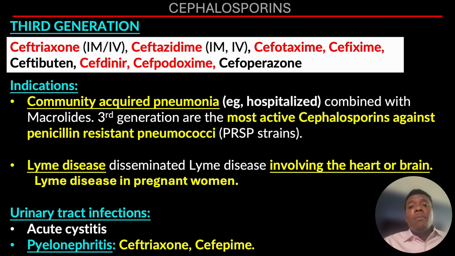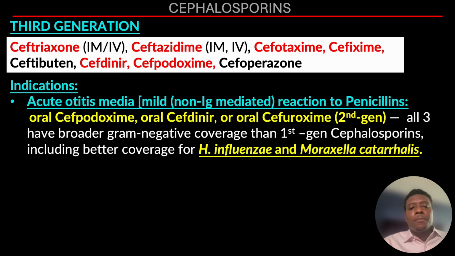For Lyme disease involving the heart or the brain, or in pregnant women, you can use these third-generation cephalosporins. They're also great for urinary tract infections, both acute cystitis and pyelonephritis. If someone has acute otitis media, we prefer high-dose amoxicillin. But if they have a mild penicillin allergy, in which you cannot use high-dose amoxicillin, you can use cefpodoxime, cefdinir, or oral cefuroxime, which is a second-generation cephalosporin.